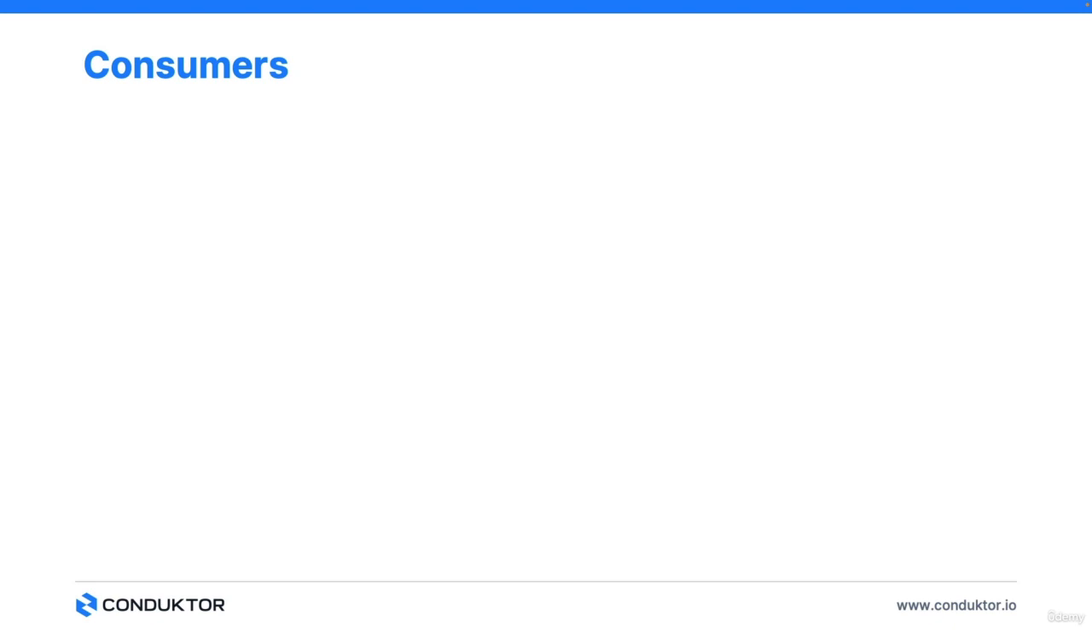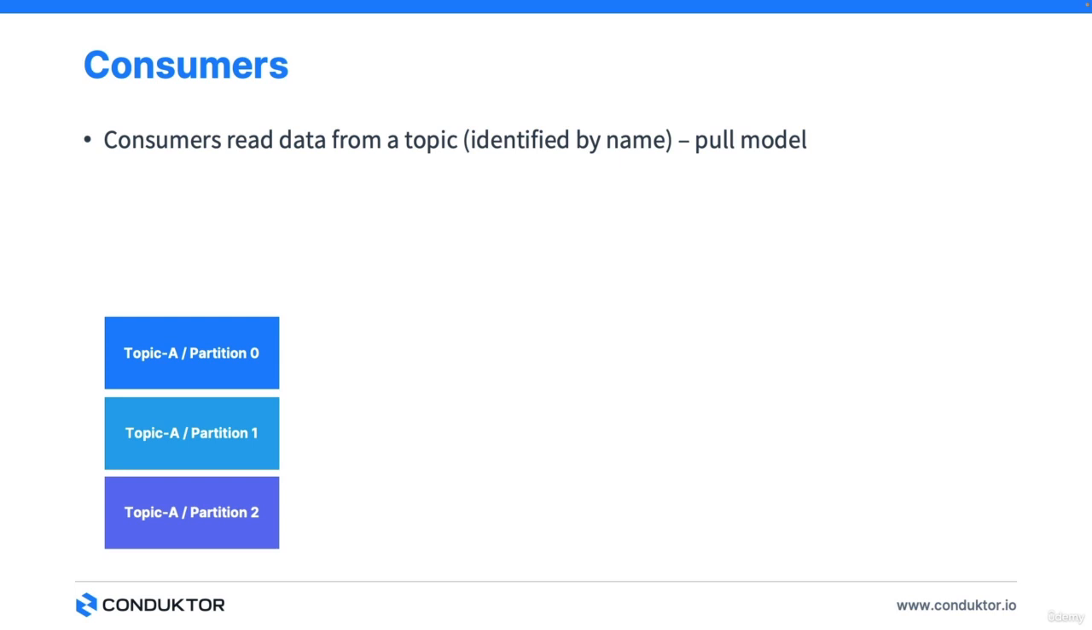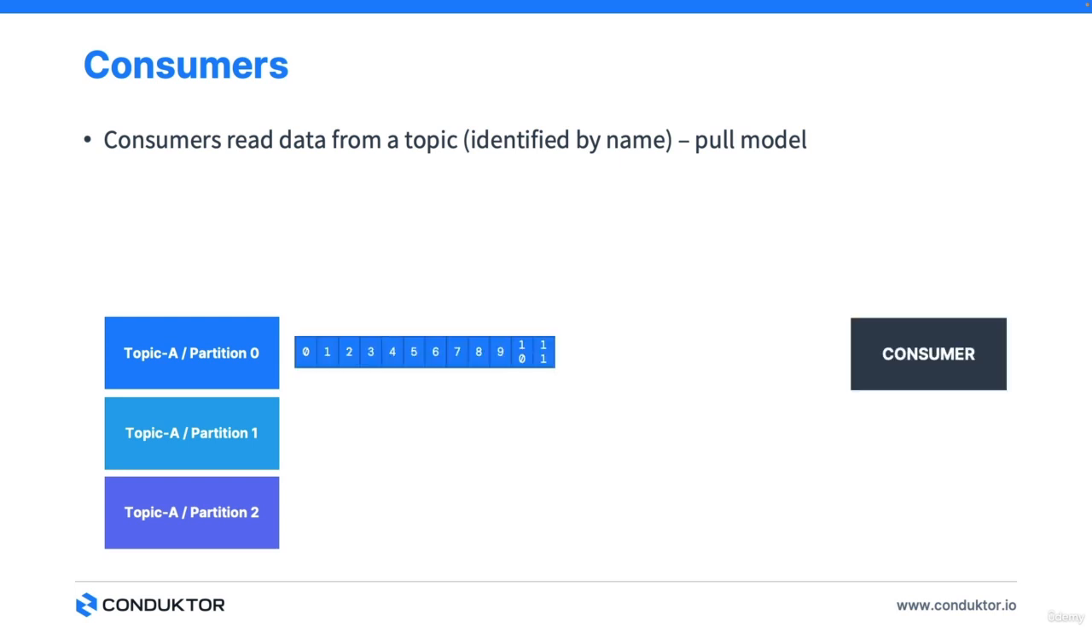So we've seen how to produce data into a topic, but now we need to read data from that topic. And for this, we're going to use consumers. Consumers implement the pull model. That means that consumers are going to request data from the Kafka brokers, the servers, and then they will get a response back. It's not the Kafka broker pushing data to the consumers, okay? It's a pull model.